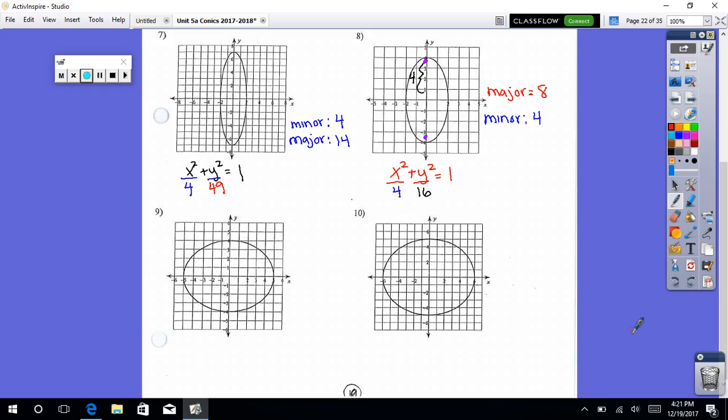Okay, last two. X squared plus y squared equals 1. Last two for the day. Okay, again, I hope at this point you're working them out on your own and you're just using mine to check to make sure you got them right.